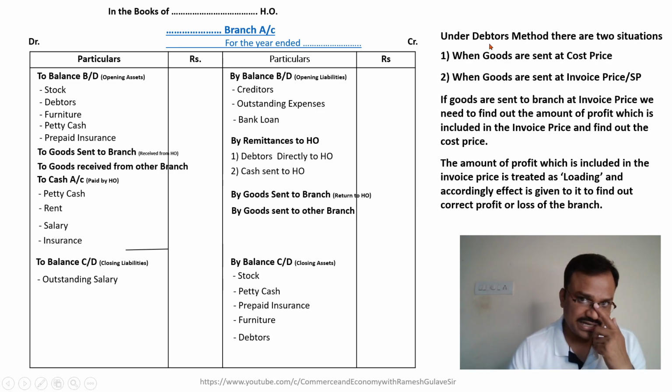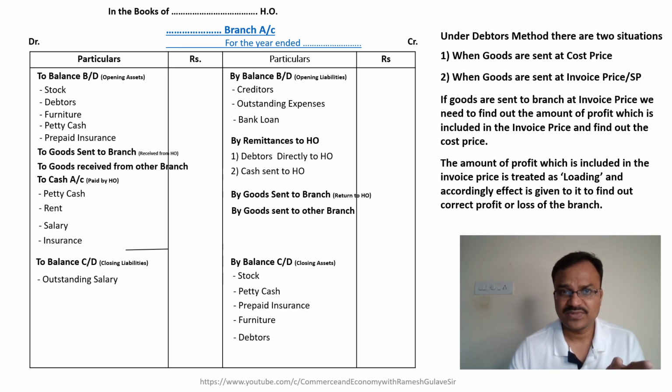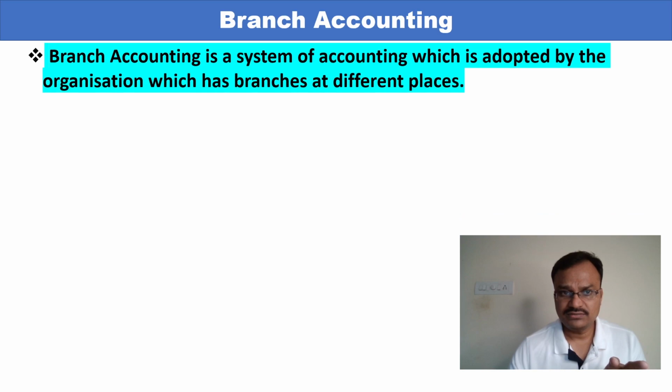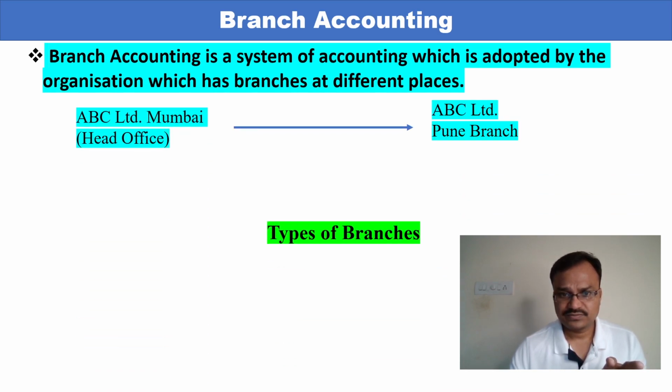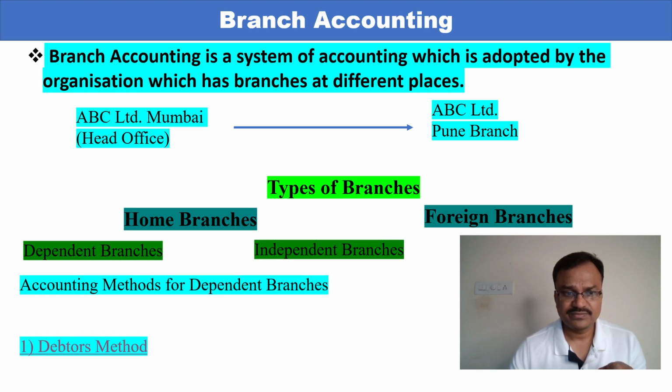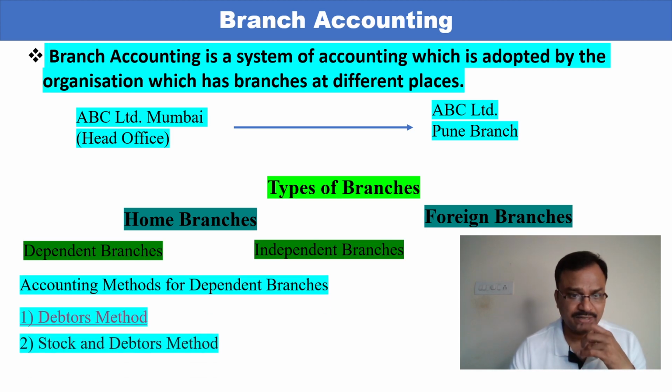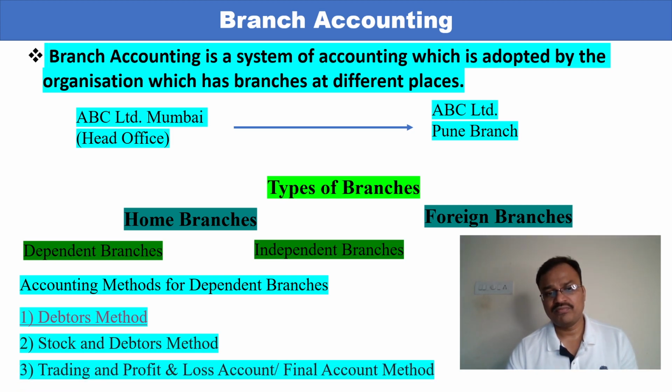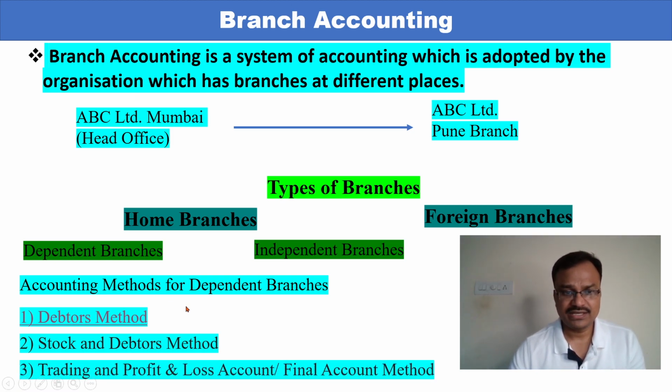So basically under debtors method, a branch account is prepared in this way, right? Now, see, under debtors method, we discussed that we need to prepare branch account, which is the main account where profit or loss of the branch can be ascertained. Okay, so now I hope that debtors method is clear.